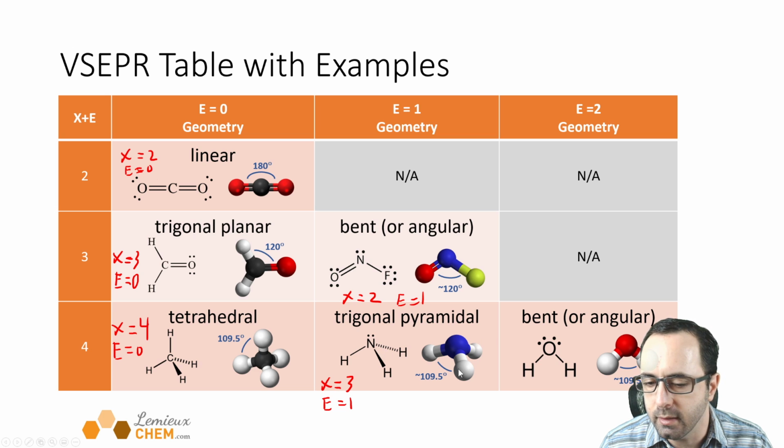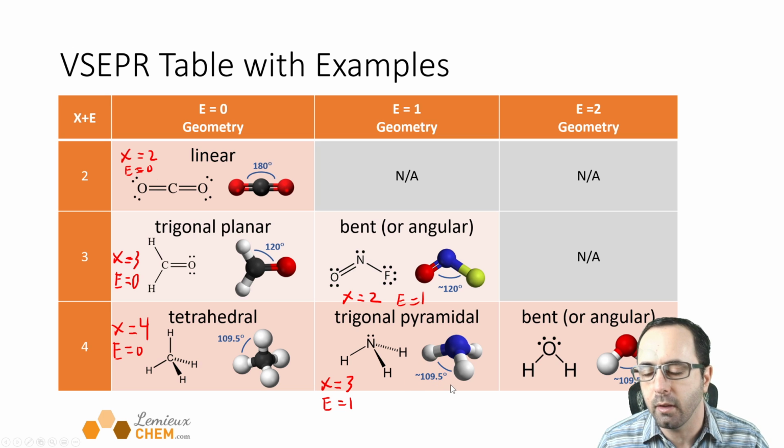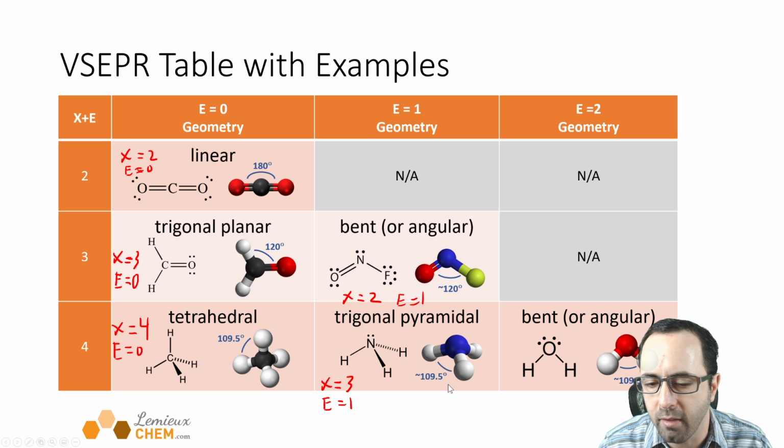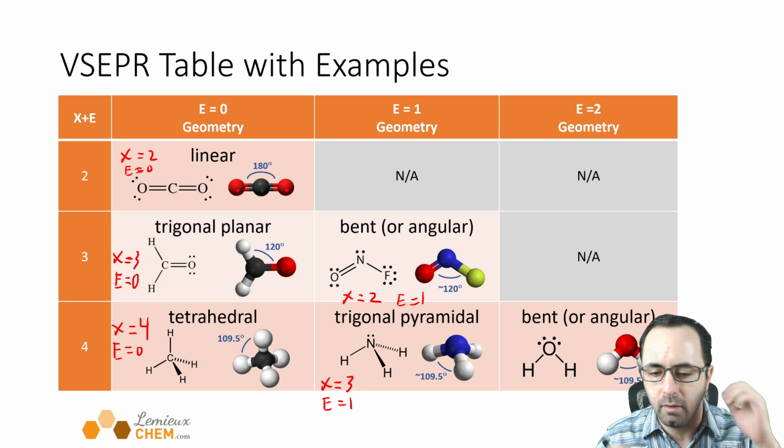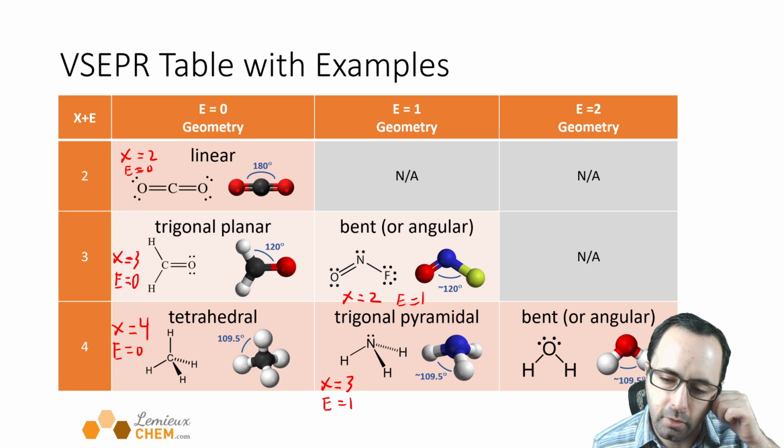And because the lone pairs take up a little extra space, you get bond angles that are a little bit less than 109.5. But the theoretical bond angle is 109.5. It's just the lone pairs take up a little bit more space and push the other bonds inward a little bit more, reducing that angle just a bit.